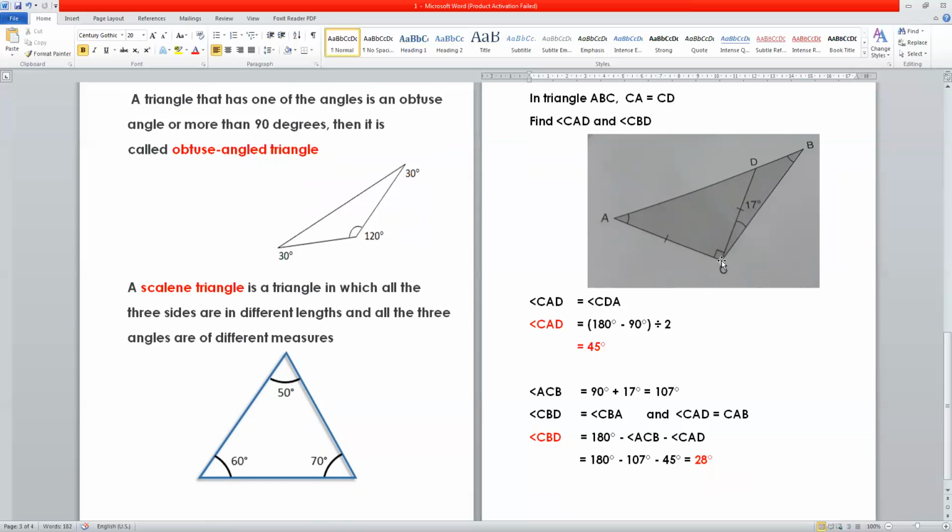So angle CBD, we can count 180 degrees minus angle ACB, which is 107 degrees, minus angle CAD, which is 45 degrees. Then the answer is 28 degrees. Okay, hope you can understand.